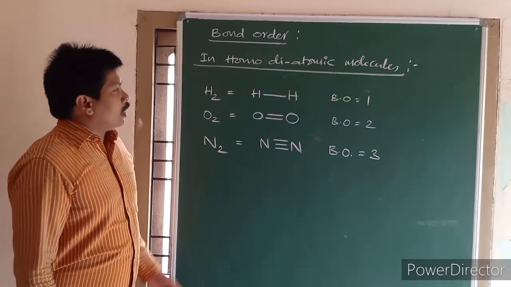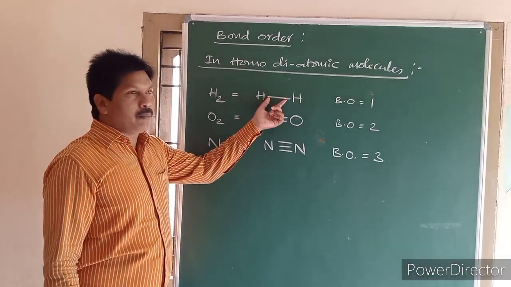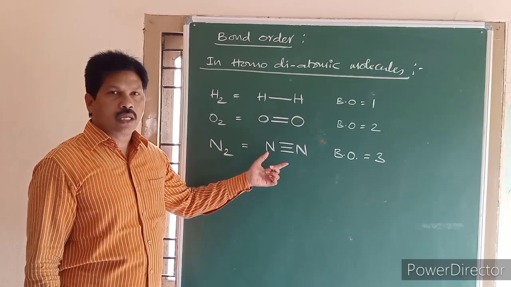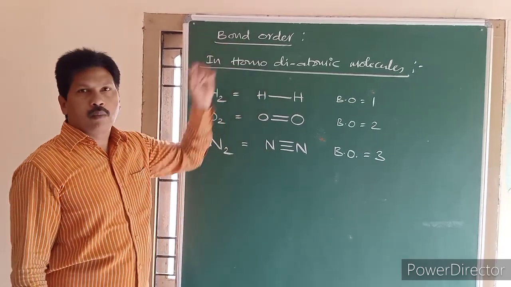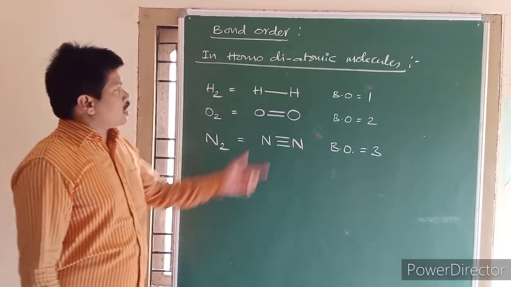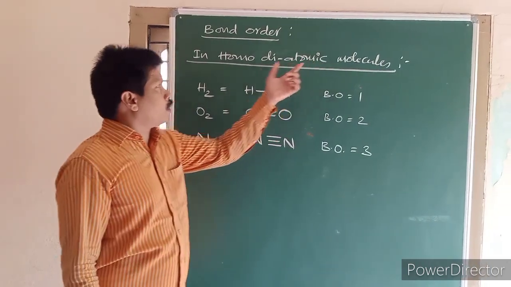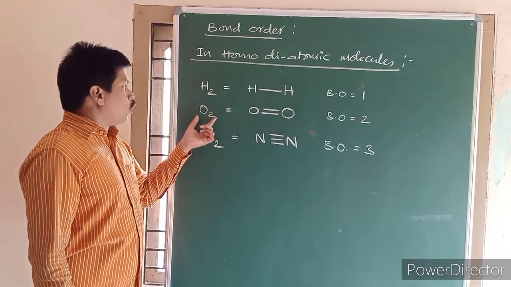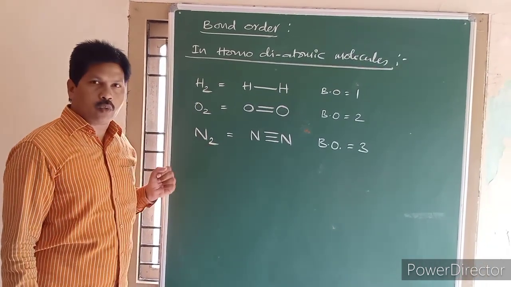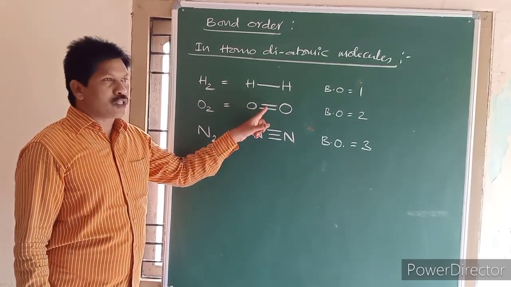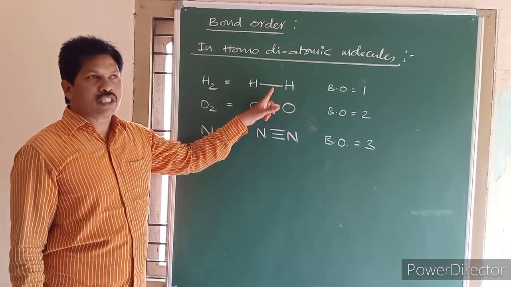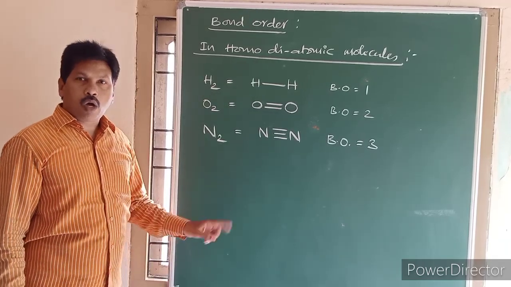Means the number of bonds present between two atoms is also called the bond order. That is, in homodiatomic molecules like H2, O2, N2, the number of bonds present between two atoms is called the bond order.